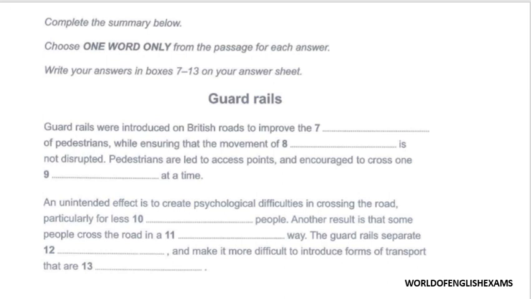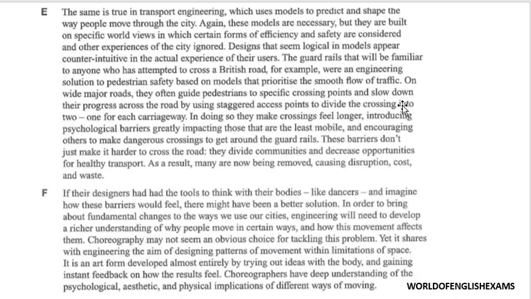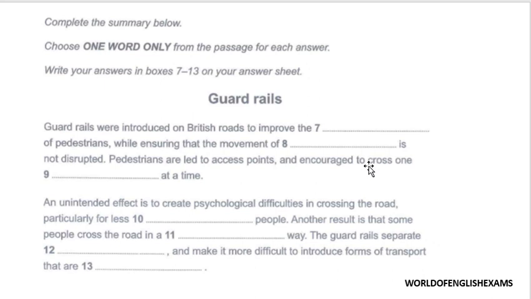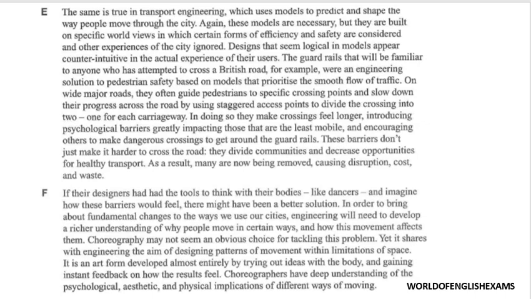Next, pedestrians are led to access points. So let's see where we find the term access points. On wide major roads, they often guide the pedestrians to crossing points and slow down their progress by using staggered access points. Yes, so access points, we got that. Let's read. Access points and encourage to cross one dash at a time. So pedestrians are encouraged to cross one dash. So what are they crossing? That is what we need to find.